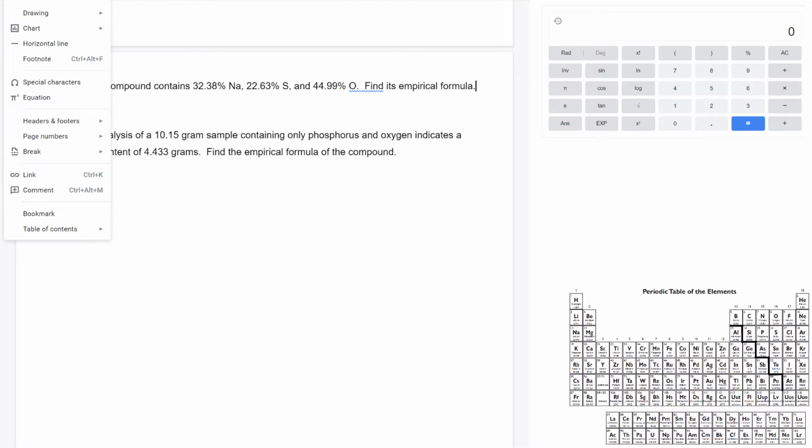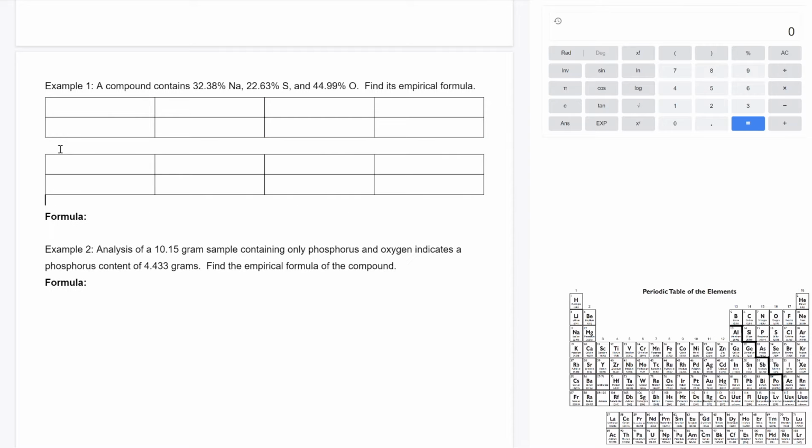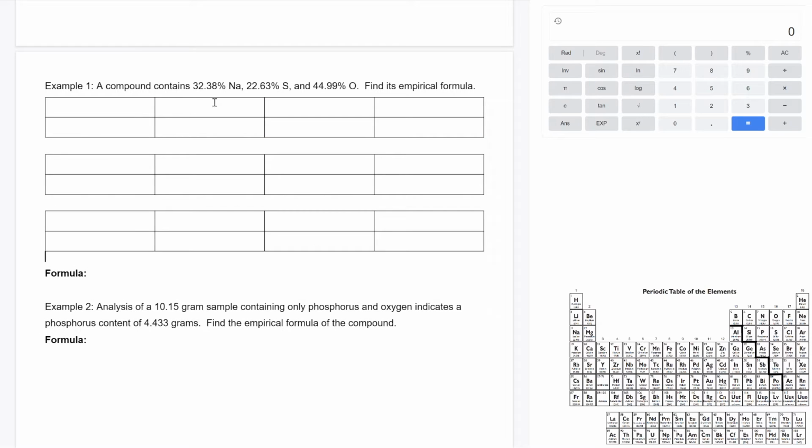So I'm going to do insert table, 4x2. I like having everything center justified. I think it looks a little bit better. And so there's one table, there's a second, and a third, because in example 1, we've got sodium, sulfur, and oxygen, 3 elements.